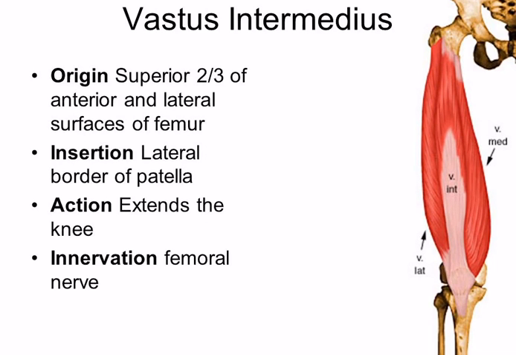Vastus intermedius. Origin: superior 2/3 of anterior and lateral surfaces of femur. Insertion: lateral border of patella. Action: extends the knee. Innervation: femoral nerve.